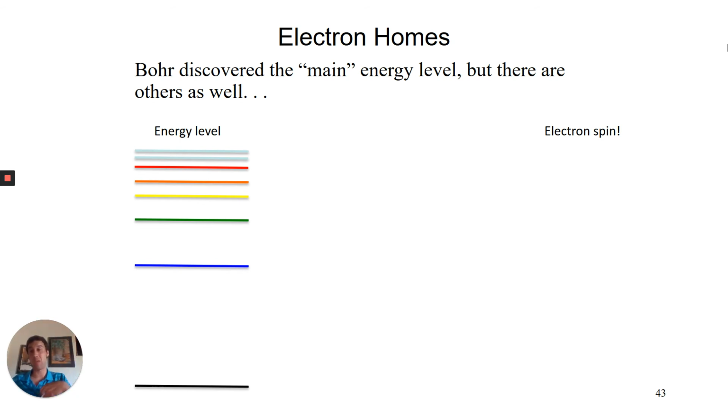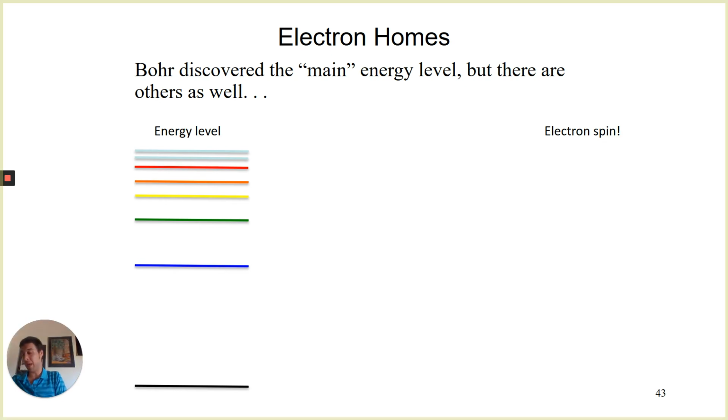But what I will tell you is that every time you move up in an energy level, you get a new type of orbital. Okay? Well, what do I mean by that? So let's start at our first energy level. Our first energy level only has 1 type of orbital, and it turns out that that orbital looks like a sphere.